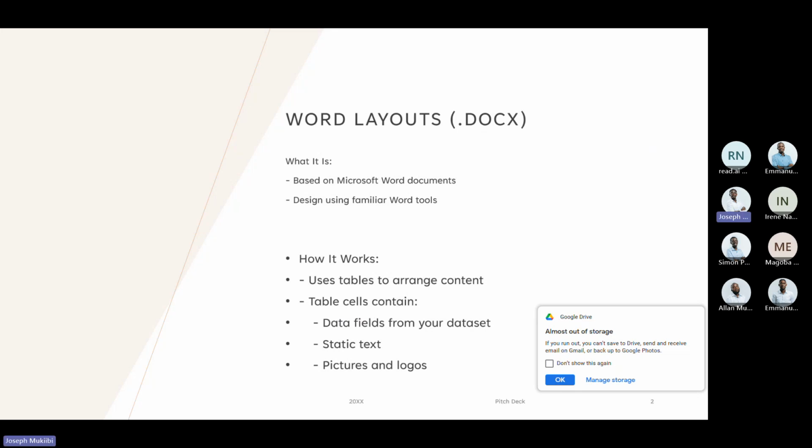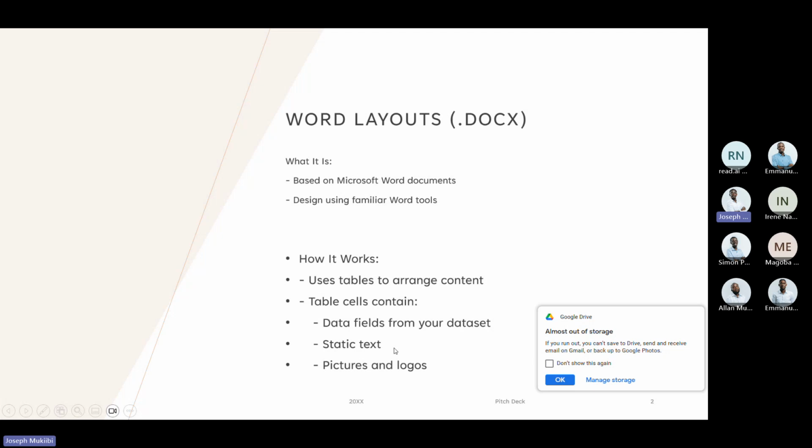So basically, if you want to use Word layouts, it's also a report layout that Business Central supports, and you usually use it in case you have a lot of static content in your report. So I put here some notes. Design using familiar Word tools. How it works: it uses tables to arrange content. Table cells contain data fields from the dataset, static text, pictures, and logos.